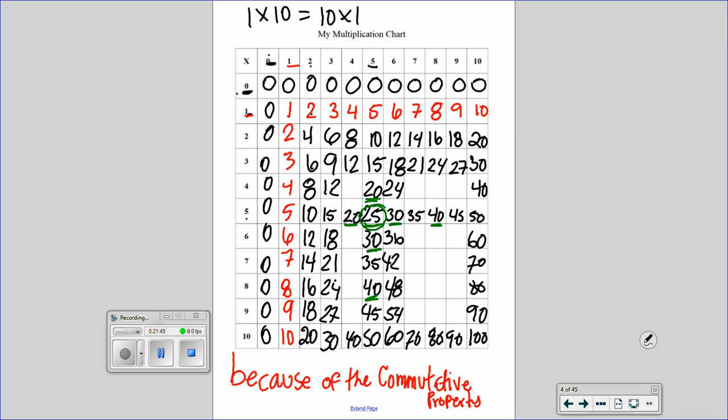Because the Distributive Property says we can go anywhere, but the product won't change. I can rearrange my factors, but my product will not change. So now I'm going to go across. 6 times 0 is? 0. 6 times 1 is? 6 times 2 is? 12. 6 times 3 is? 18. 6 times 4 is? 24. There we go. 6 times 5 is? 30. 6 times 6. 36.